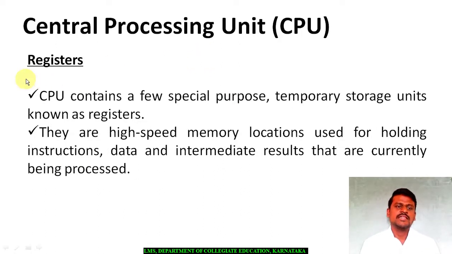Next is registers. There are some registers available within the central processing unit for temporary storage of data during some operations. For example, the CPU contains a few specific purpose temporary storage units known as registers. These are used only for operations purposes. Whenever some operations or calculations are needed, these registers are used for storing the result or performing the calculation at a faster speed. They hold the instruction, data or result for faster access by the other units.